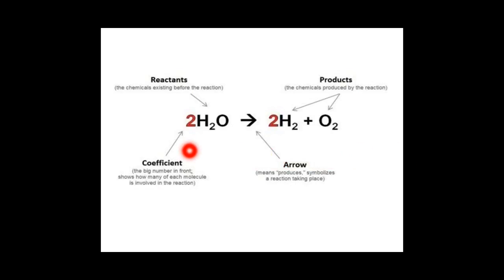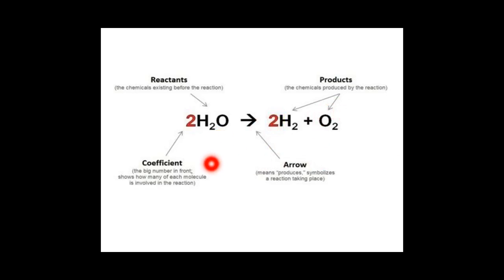This is an example of decomposition reaction. Water molecules split into two simpler species, hydrogen and oxygen. These are products and this is a reactant. Reactants, the chemicals existing before the reaction. Products, the chemicals produced by the reaction. Two molecules of water split into two molecules of hydrogen and one molecule of oxygen.